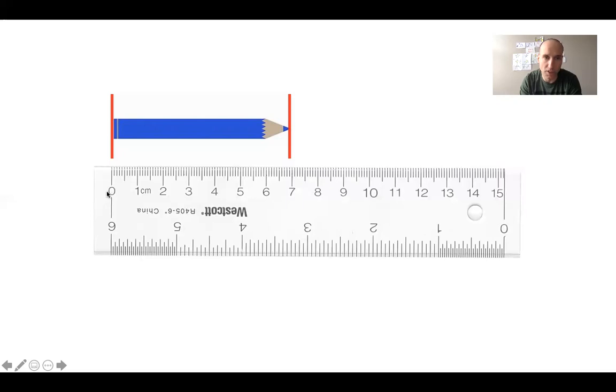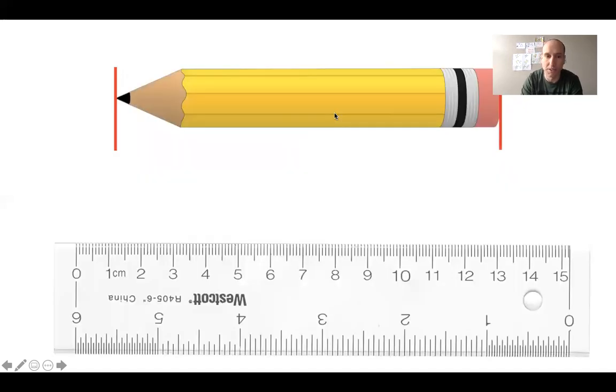And on this ruler, we saw the starting point was right here. So we line it up right at the 0. And we come all the way down, and it is almost 7 centimeters. Line up your endpoints, come down, make sure you're using the correct side. We start at the 0, 7 centimeters.